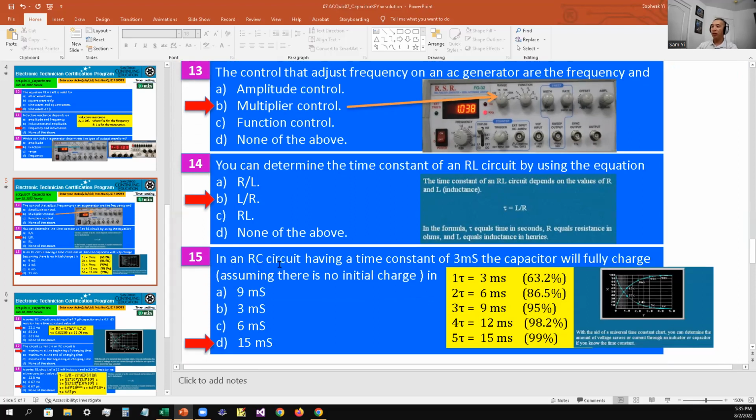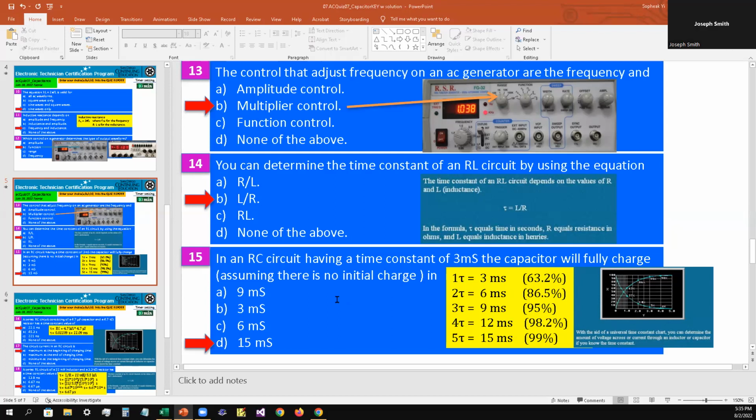Number 15: an RC circuit has a time constant of 3 milliseconds. When will the capacitor be fully charged, assuming there's no initial charge? At 1T, it would be 3 milliseconds. At 2T, 2 times 3 is 6 milliseconds, which is 86%. At 3T, 9 milliseconds, 95%. At 4T, 12 milliseconds, 98.2%. At 5T, 15 milliseconds, 99%, or fully charged. So the answer is D as in dog for number 15.